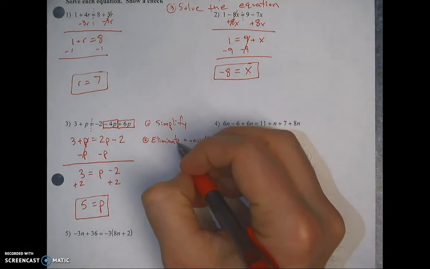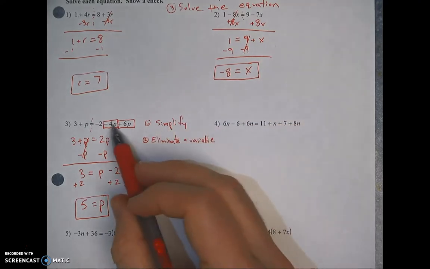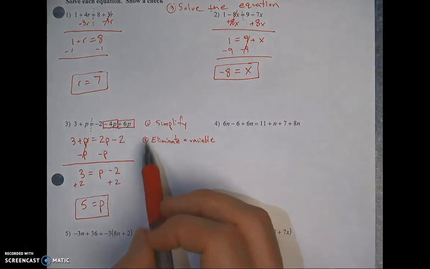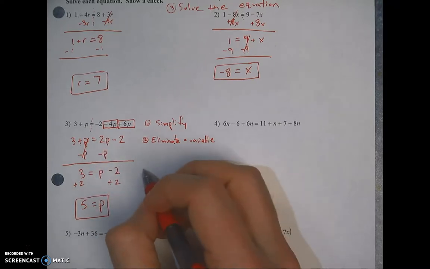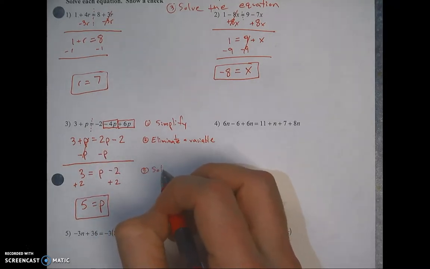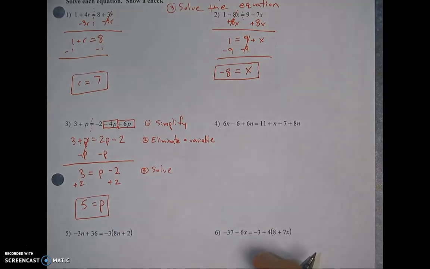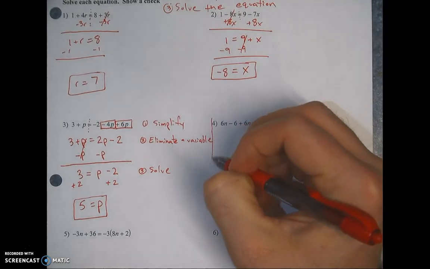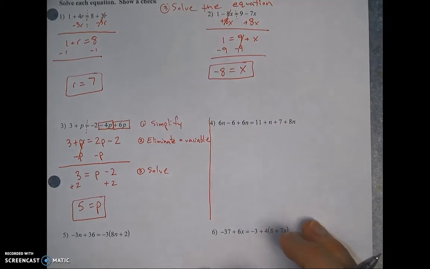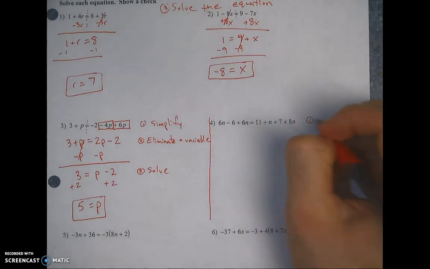And so if we were labeling all our steps, step 1 we simplified, we combined like terms. Step 2 we eliminated a variable, okay, by minusing it on both sides. And then we solved it. All right, so there's your steps written out. So let's look at number 4. On number 4, we've kind of got a lot going on both sides of the equation. So step 1, simplify.